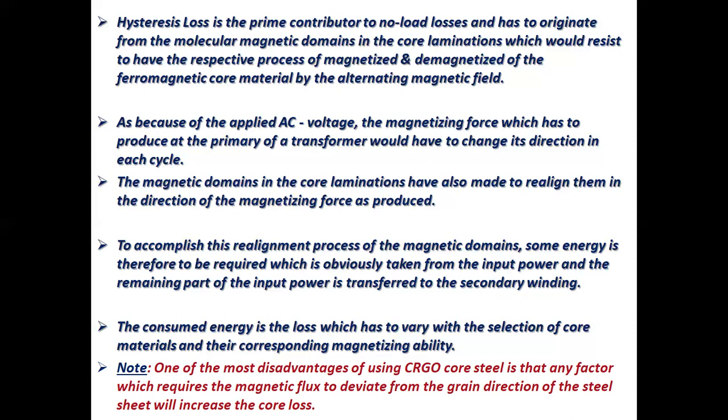Note, one of the most significant disadvantages of using CRGO steel is that any factor which requires the magnetic flux to deviate from the grain direction of the steel sheet will increase the core loss.